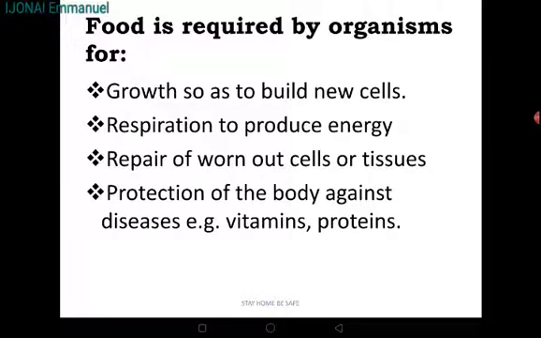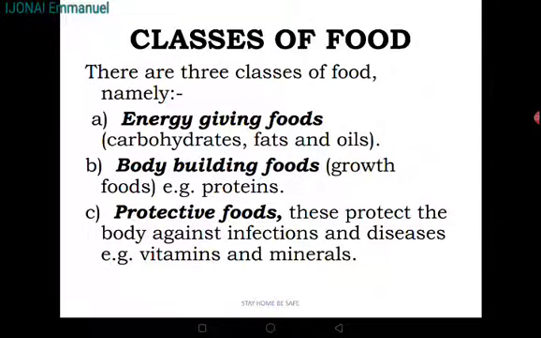We also want to look at the types of food nutrients, or the nutrient compounds in the bodies. Who can tell me any type of food nutrients that we have in our bodies? Well, I can see most of you are getting it right. Yes, we have three major classes of food. We have the energy giving foods. Those include carbohydrates, fats, and oils. Those give us the energy.